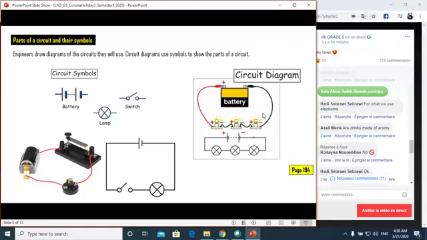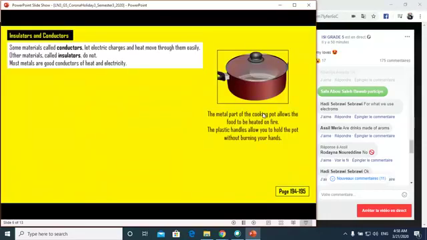Foil, bravo Linda. Aluminium foil is a good conductor of electricity. Okay, so some materials are called conductors; they let electric charges, they let electrons, flow through them. So electricity can move through them easily. Some others are insulators; they do not let electricity pass through them. Okay?